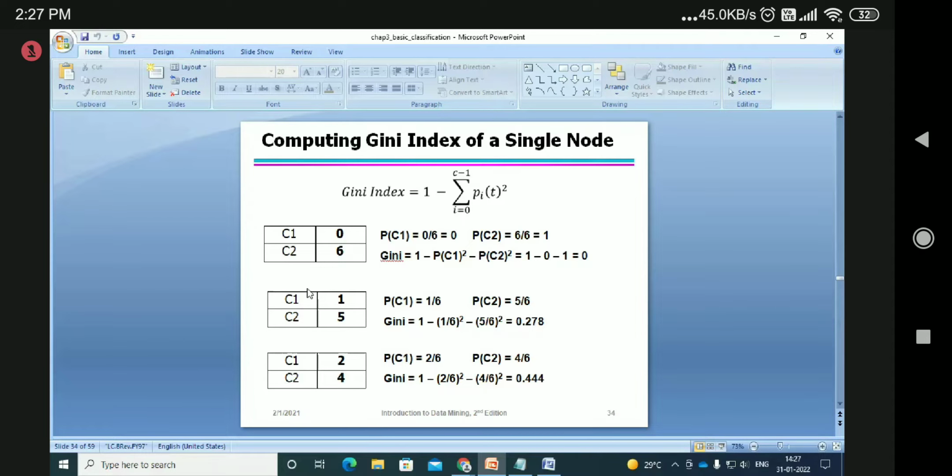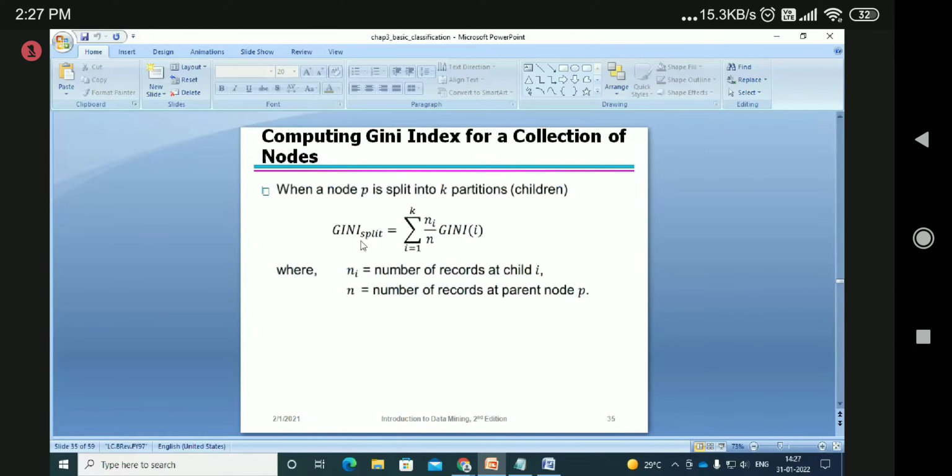So you can calculate the Gini index of the parent node over here. Now, if we are splitting the node, then how to calculate? It's just the weighted measure of each child node. So you just have to multiply that value by the number of instances coming to that particular node. So you don't get confused between this. This is a formula for split. Okay.